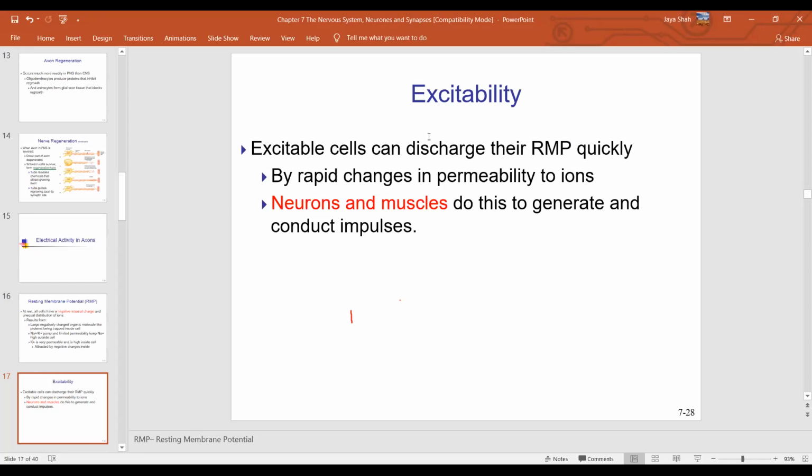Excitability means excitable cells can discharge their resting membrane potential. So if they are at negative 70, from that charge they can discharge. Discharge means they can go less negative or more positive. They can discharge the resting membrane potential quickly by a rapid change in permeability of ions. Usually neurons and muscle cells can do that. Apart from neurons, it is muscle cells that can do this to generate and conduct impulses.